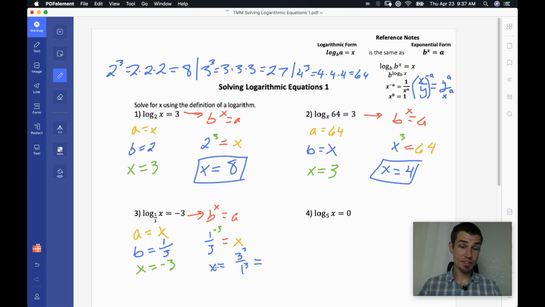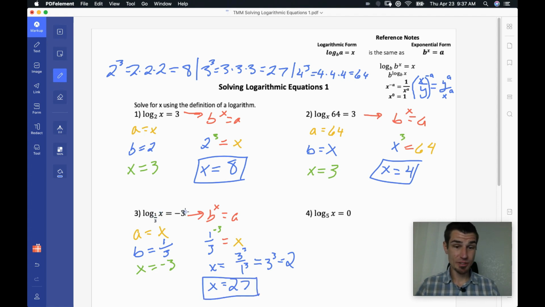So then from here, x is equal to 3 to the 3rd over 1 to the 3rd. Well, 1 to the 3rd, 1 times itself 3 times, is just 1. If we divide anything by 1, we don't need it, we wouldn't write it. So this really just becomes 3 to the 3rd power. So 3 to the 3rd, as we wrote up here, is 27. So our x is 27. Log base 1/3 of 27 is equal to -3.